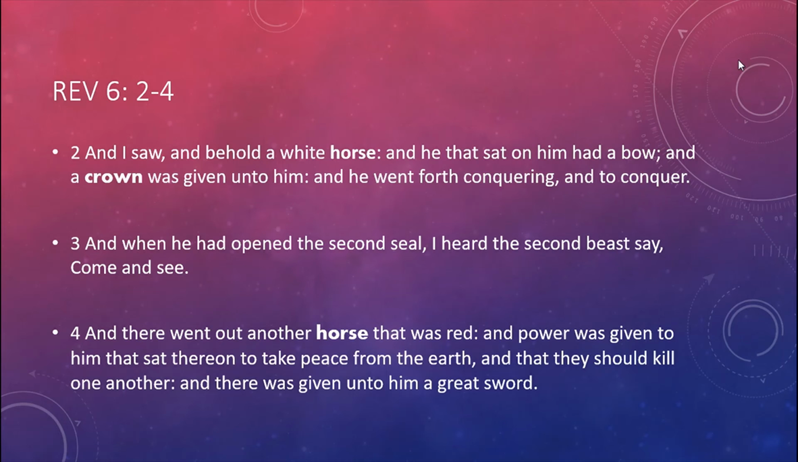Okay, let's look at a usage of these symbols. And I saw, and behold a white horse, and he that sat on him had a bow, and a crown was given unto him, and he went forth conquering and to conquer.